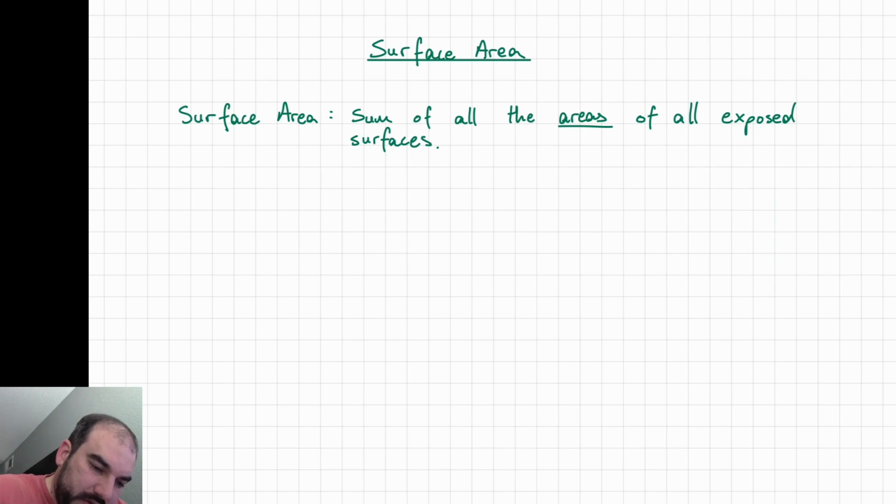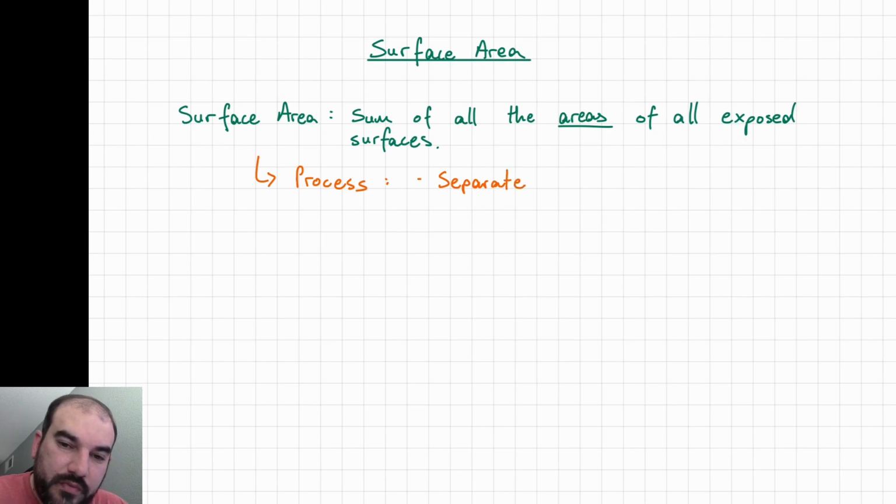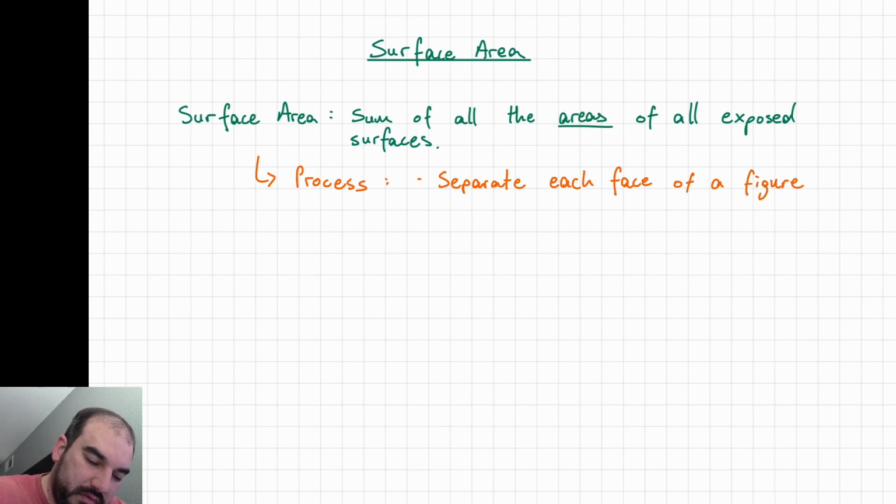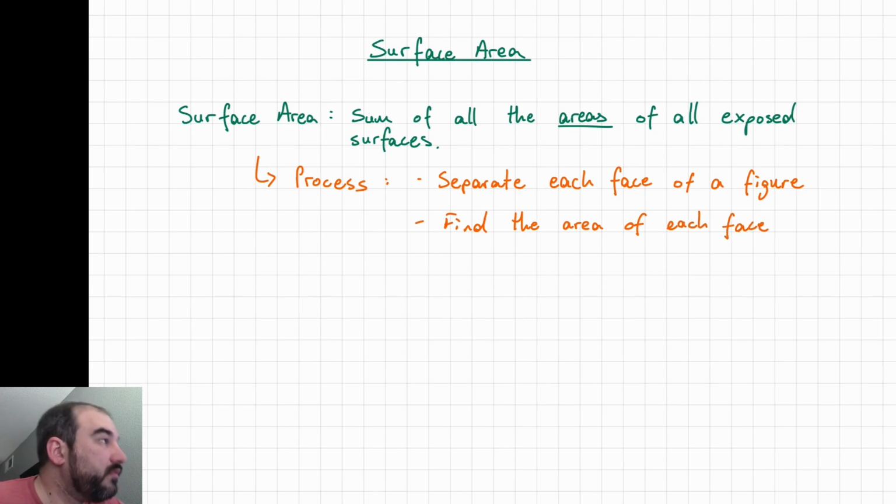Right, and then as for the process of how we compute surface area, we're going to separate each face of a figure. Then we're going to find the area of each face. And then we will add all of these areas together.